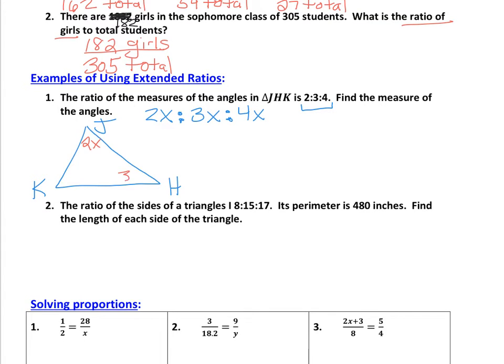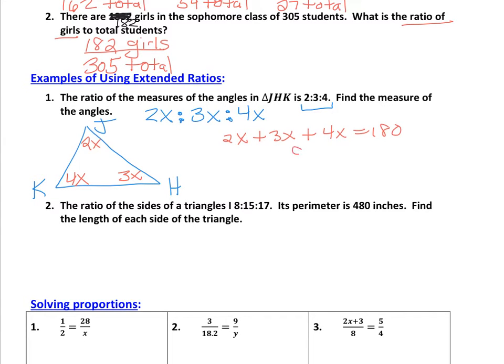I just like to fill in my picture here. So we've got 3 angles, and we know by the triangle angle sum that they're going to sum to 180. So we could say 2x plus 3x plus 4x equals 180.